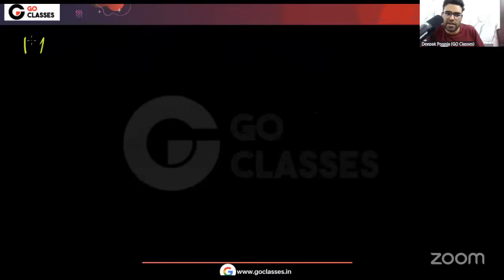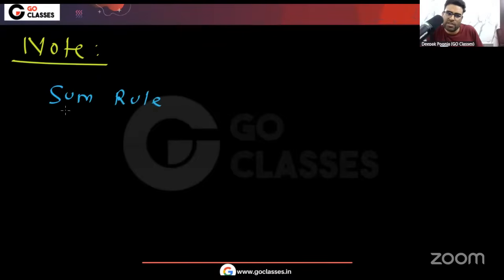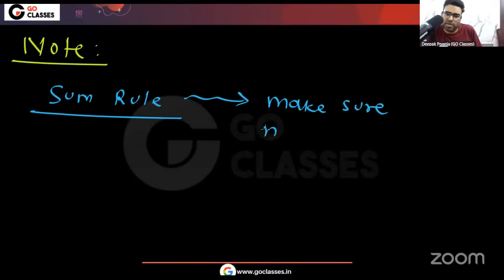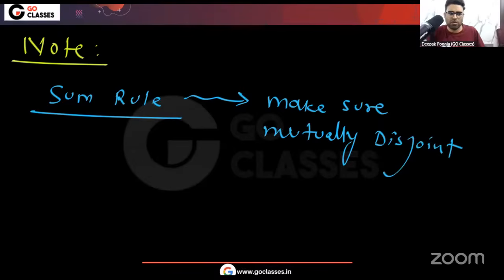So here I have a note for you: whenever you apply the sum rule, whenever you want to add, immediately make sure the sets are mutually disjoint. Make sure mutually disjoint. Okay, is this clear? Make sure mutually disjoint sets. I hope you understood this point.